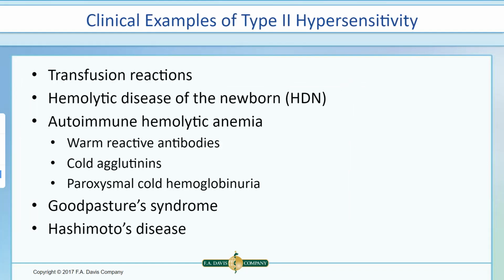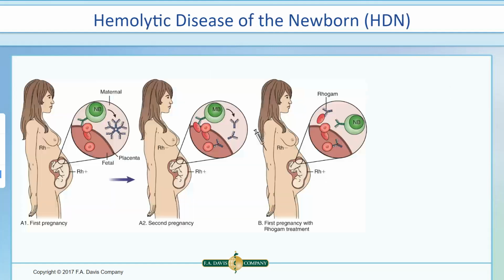Autoimmune hemolytic anemia, warm reactive antibodies, cold agglutinins, paroxysmal cold hemoglobinuria, Goodpasture syndrome, and Hashimoto's disease are all other examples of type 2 hypersensitivities.